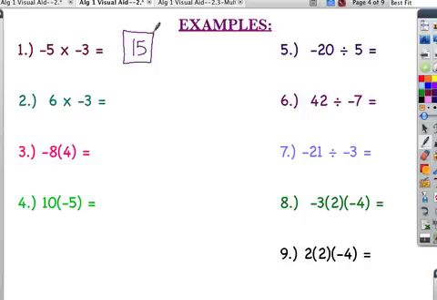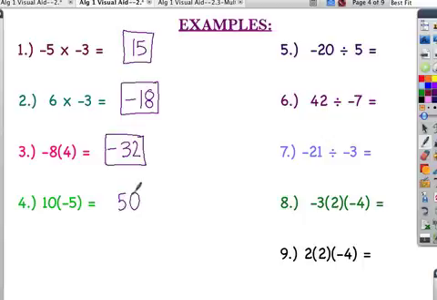Number 2, I start by doing 6 times 3, which is 18. 6 is positive and 3 is negative. They are unlike signs, so I'm going to get a negative answer. Number 3, I have negative 8 times positive 4. 8 times 4 is 32. They are unlike signs, so the answer is negative. Number 4, 10 times 5 is 50. One's positive and one's negative, so my answer is negative 50.